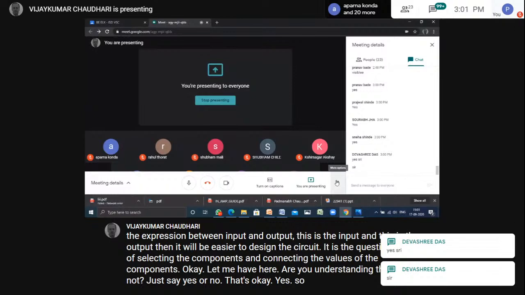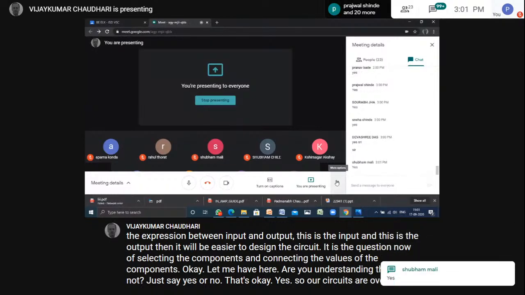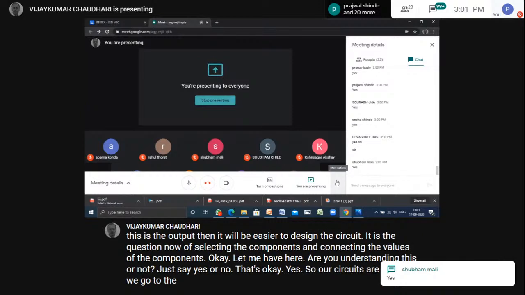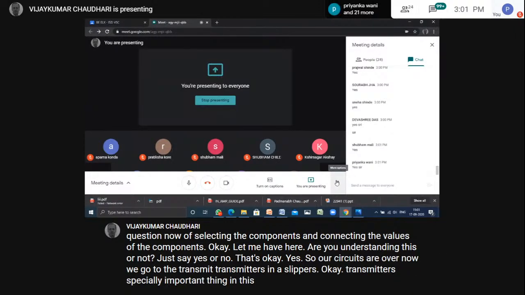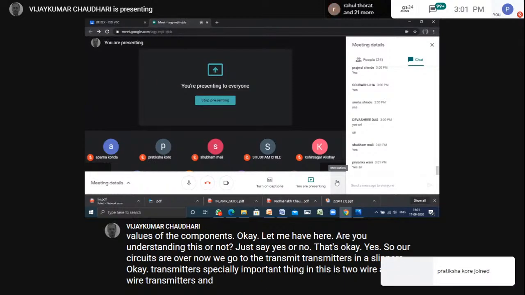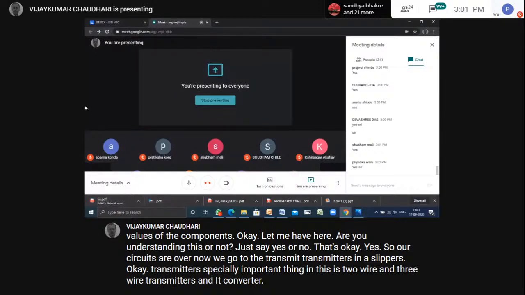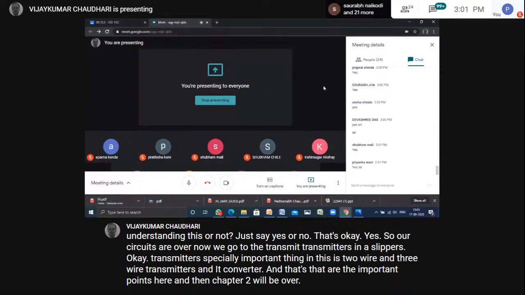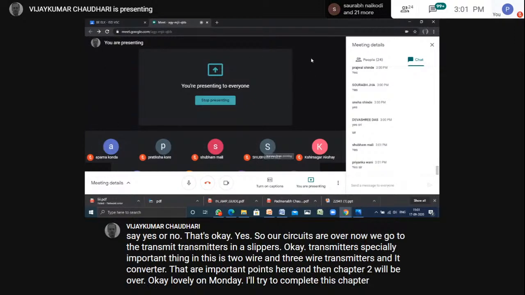So our op-amp circuits are over now. We will go to the transmitters in the next lectures. Especially important in this are 2-wire and 3-wire transmitters and the P2I converter and I2P converter. Those are the important points here, and then chapter 2 will be over. Probably on Monday I'll try to complete this chapter, because it is taking too long.